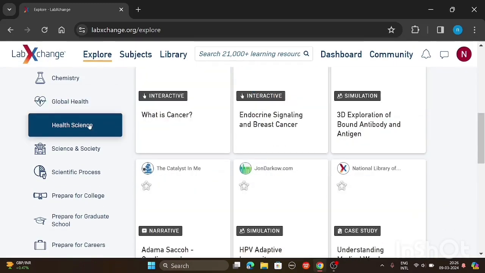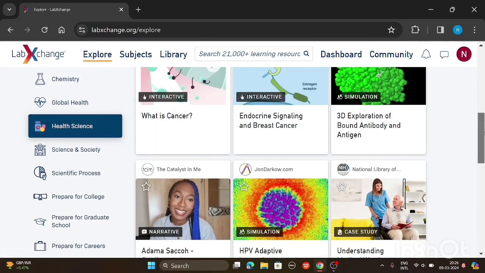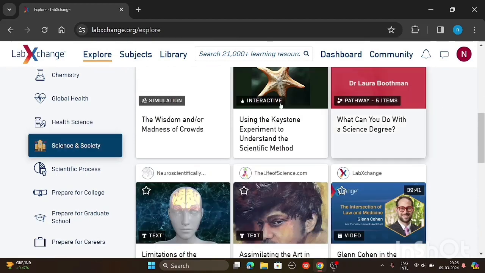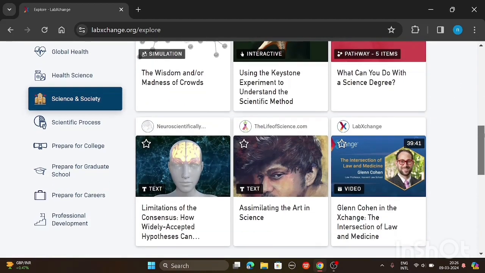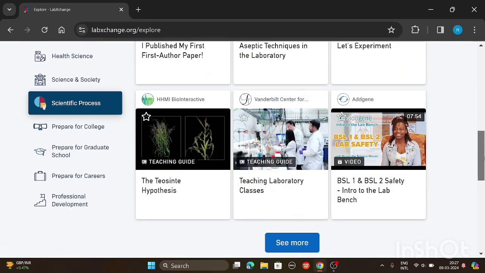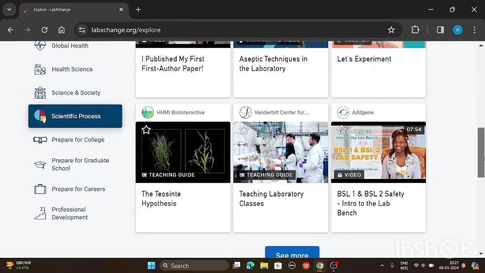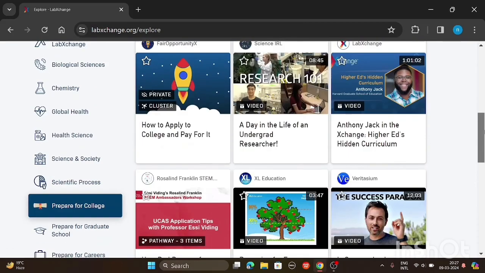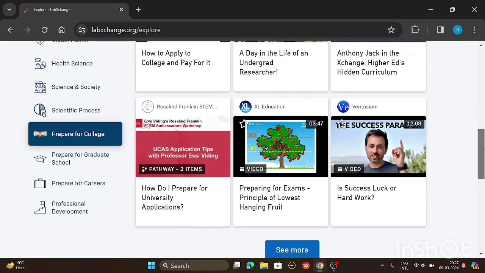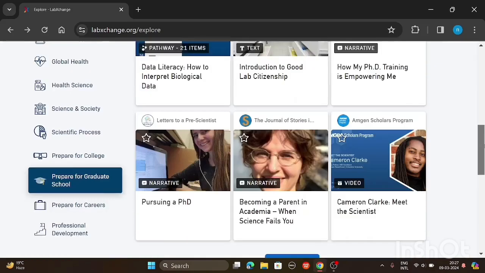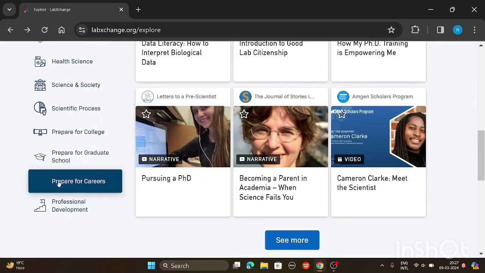And then health sciences: what is cancer, HPV, adaptive immunity. Then on science and society, this is the content on science and society, then scientific progress. Then we can see biosafety levels, and then under prepare for college, the type of videos for career advice, or how to prepare for university exams and how to study. We can click on prepare for graduate school, like pursuing a PhD, and then prepare for careers.